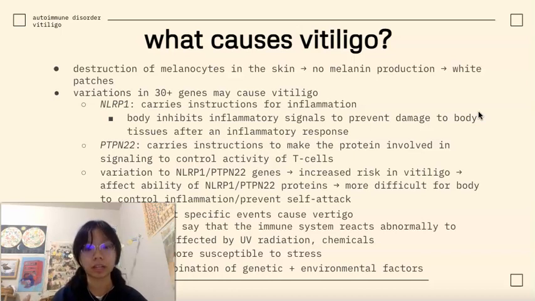The other gene I read about was PTPN22, which carries instructions to make the protein involved in signaling and to control the activity of T cells, which also are involved in the immune response.